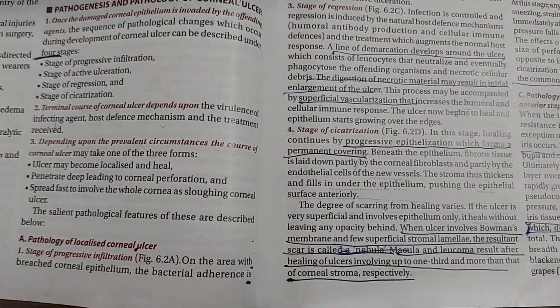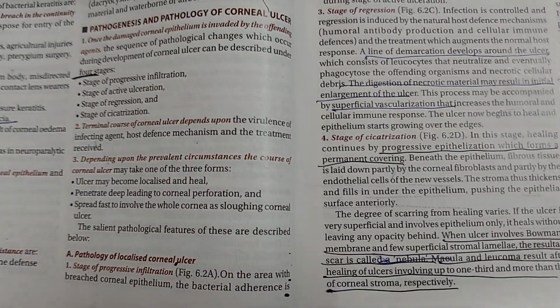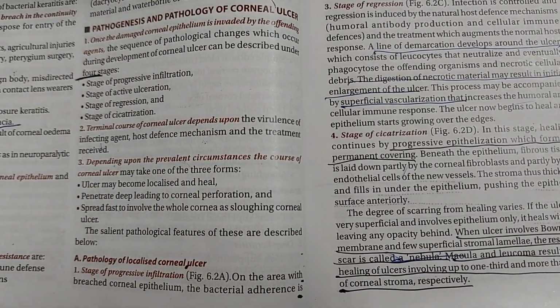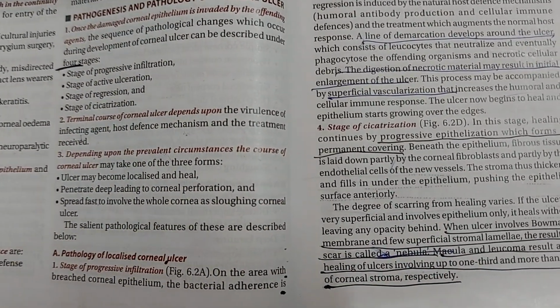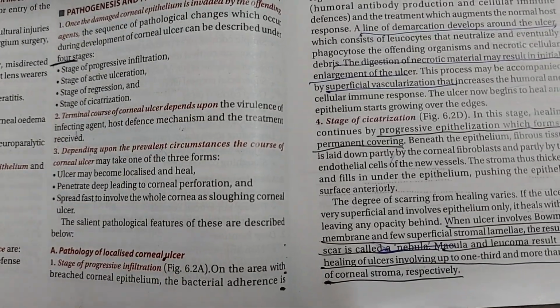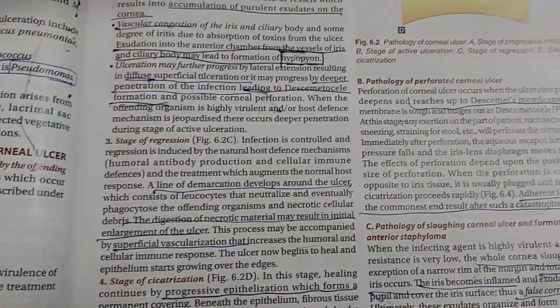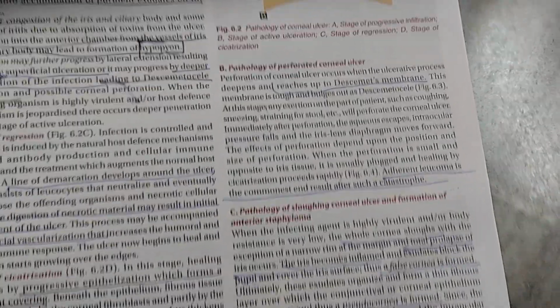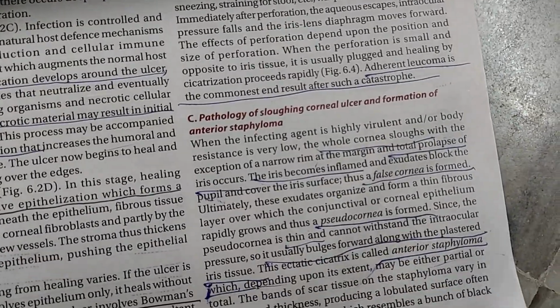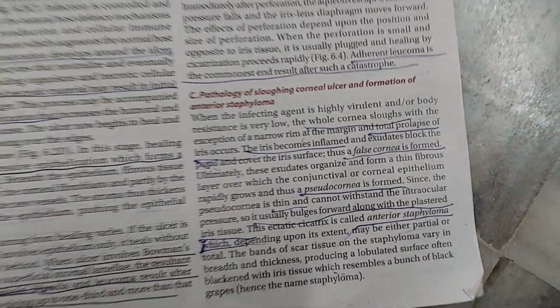Now we have discussed pathology in three types, not stages actually, depending upon the seriousness of the infection. First, pathology of localized corneal ulcer. Next, pathology of perforated corneal ulcer. Finally, pathology of sloughing corneal ulcer and formation of anterior staphyloma.